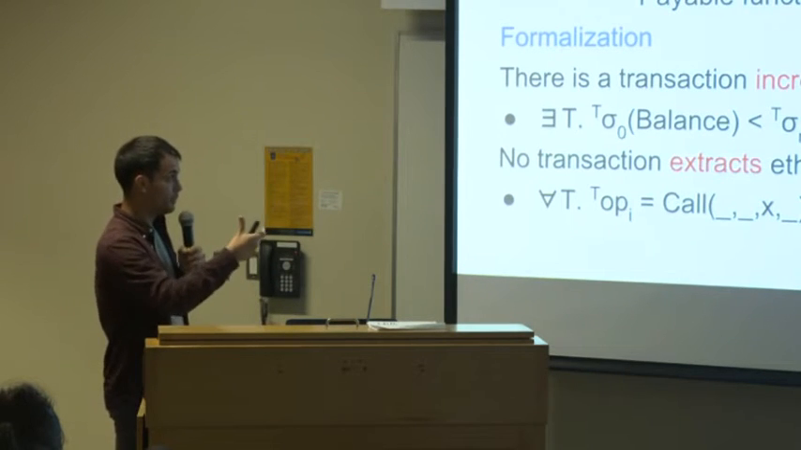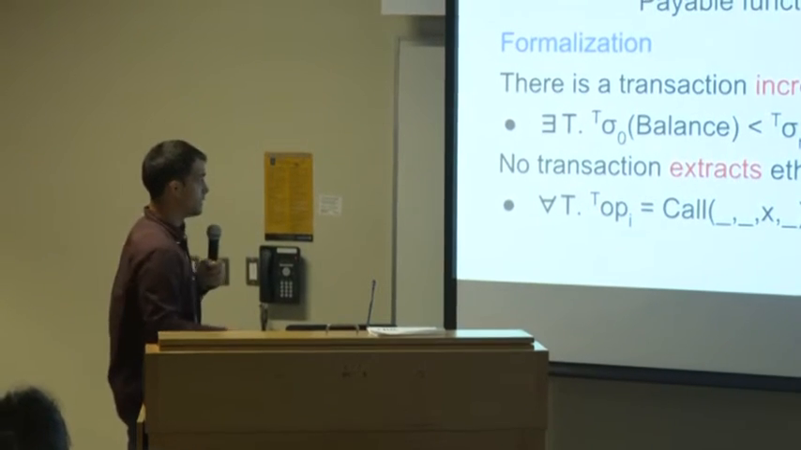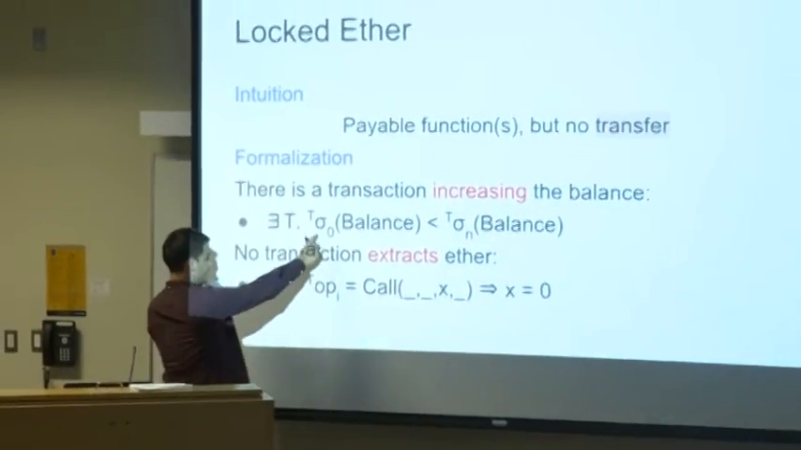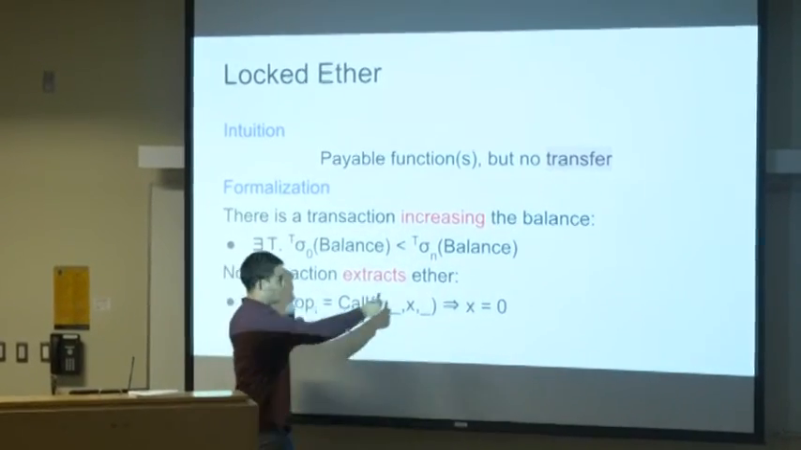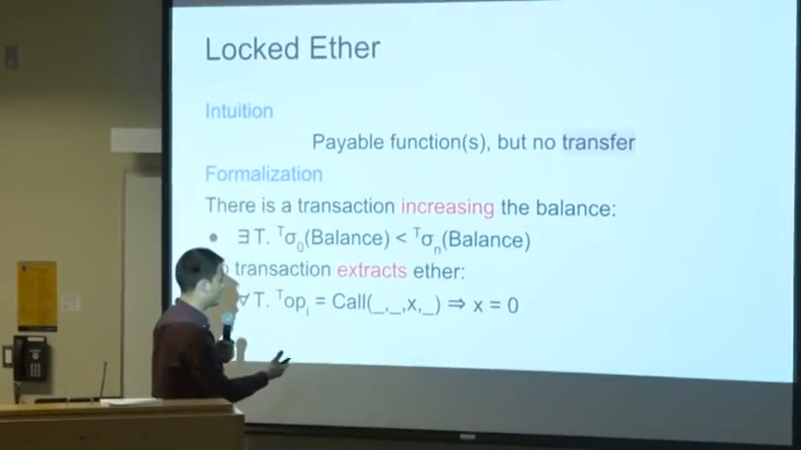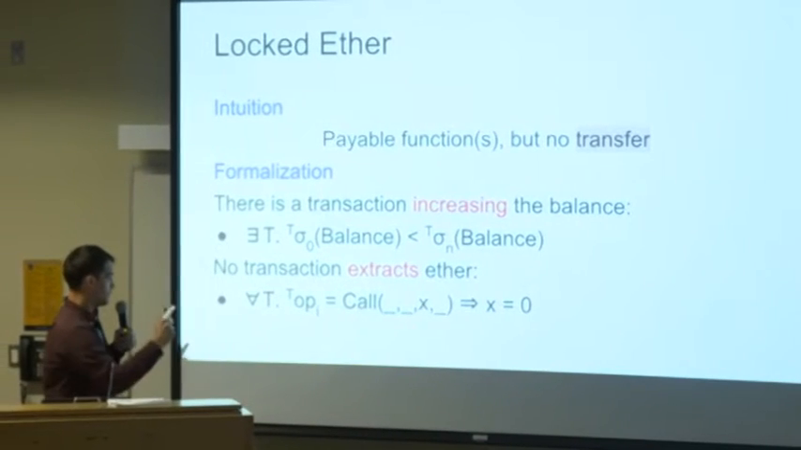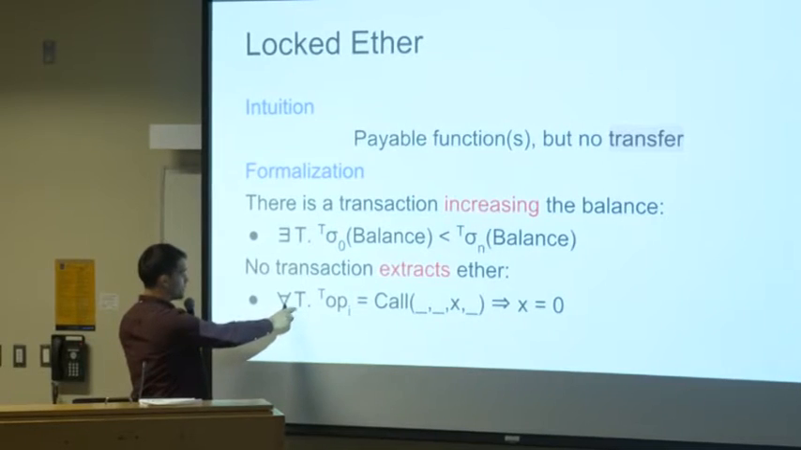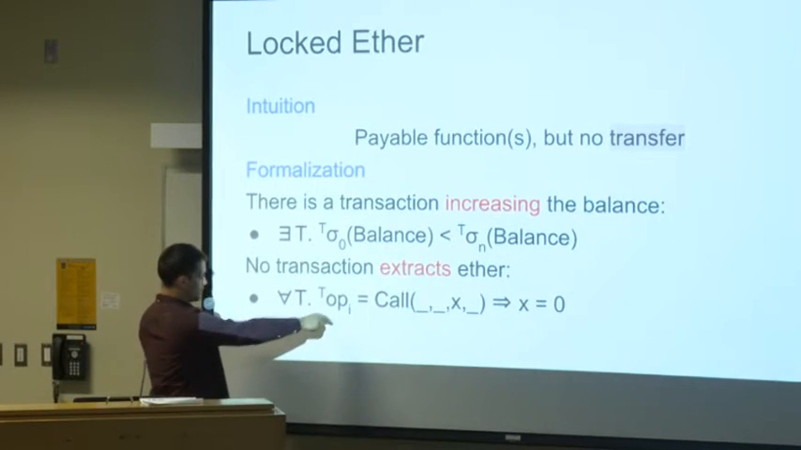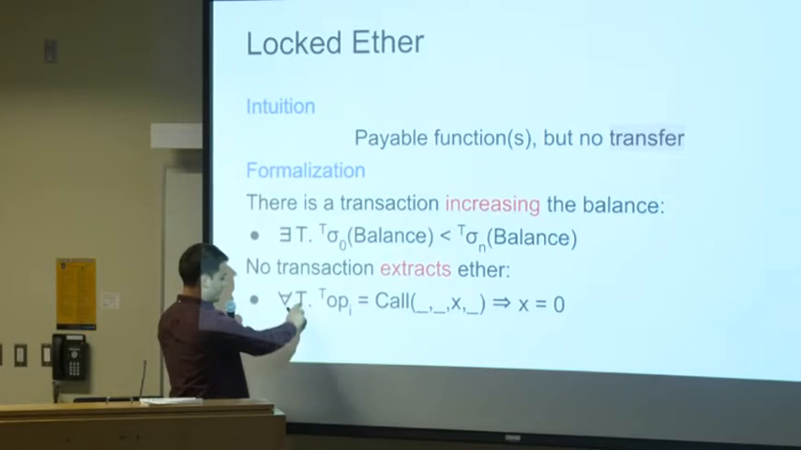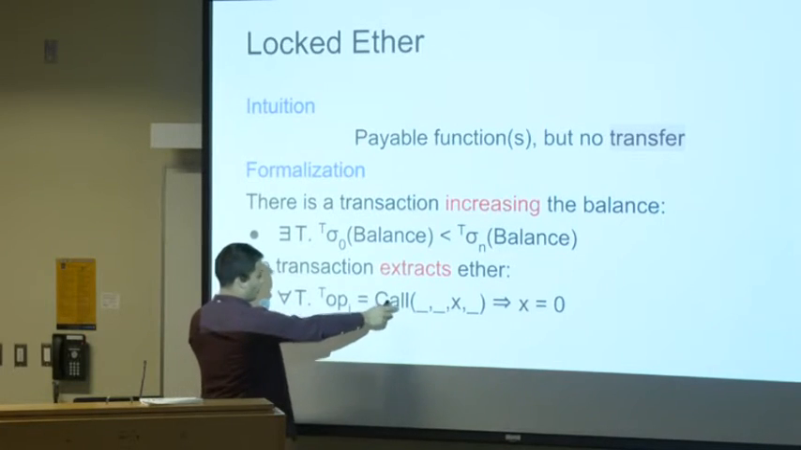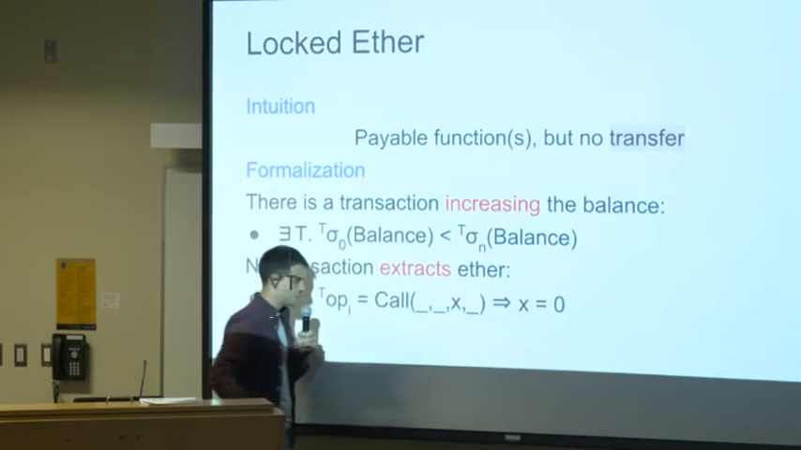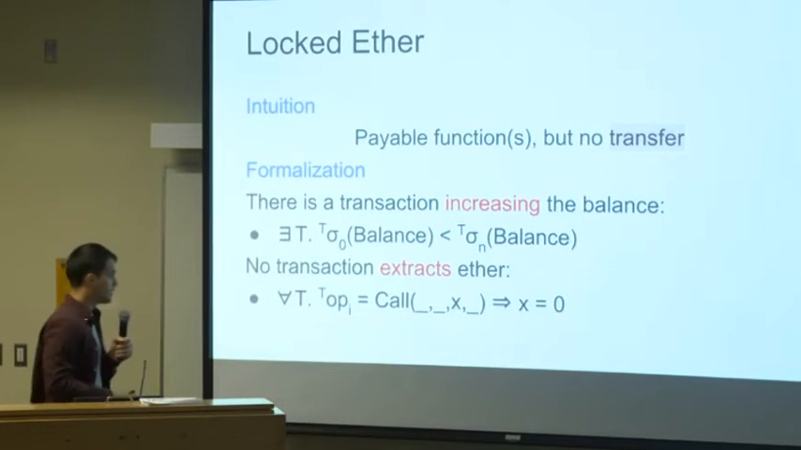And so the formal version of this is that there is a transaction which increases the balance. You start with some balance of the contract, and you end up with a new balance which is greater than the initial balance. And on top of that, there are no transactions extracting ether. That is, for all transactions, if there is an opcode in this transaction which is a call, then for any value here, the amount which is transferred in this transaction is actually zero.